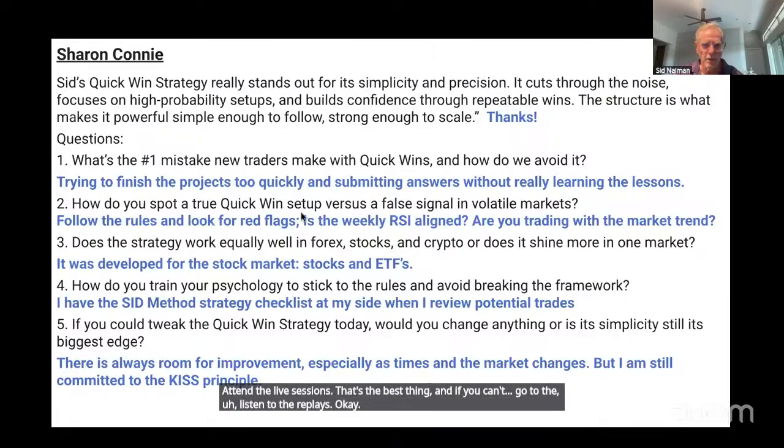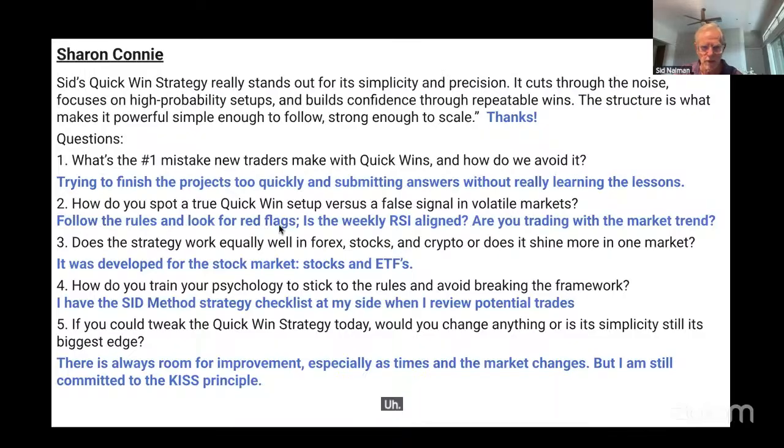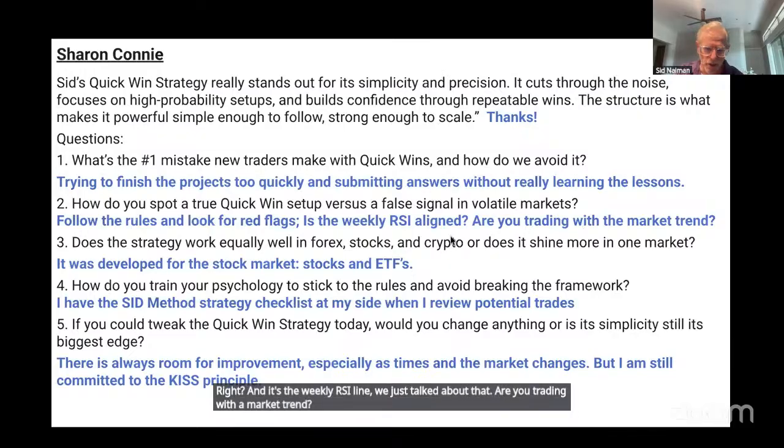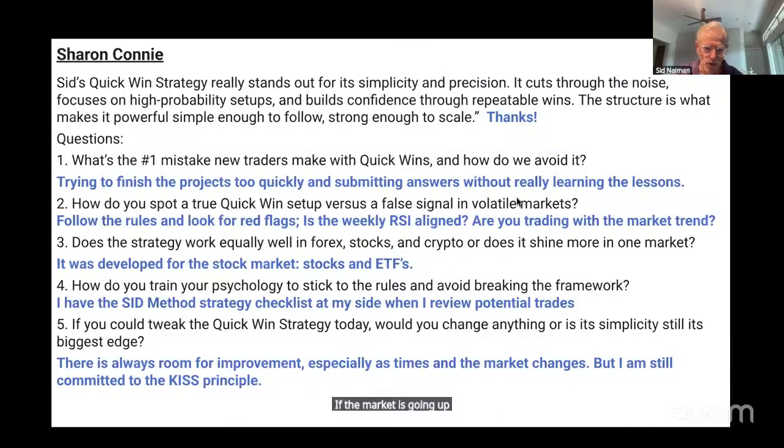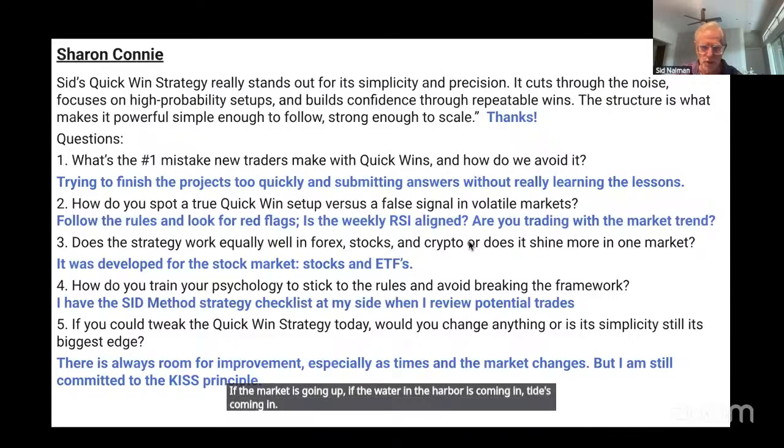Okay, how do you spot a quick win setup versus a false signal? Follow the rules, right? Look for red flags. They're in the rules, and it's the weekly RSI line. We just talked about that. Are you trading with the market trend? If the market is going up, if the water in the harbor is coming in, the tide's coming in, you most likely want to trade. The boats are going to go up. You most likely want to trade oversold stocks, which are going to go up, and vice versa.